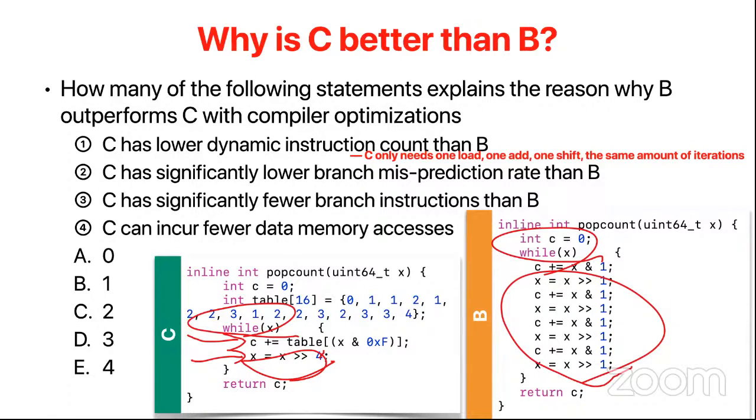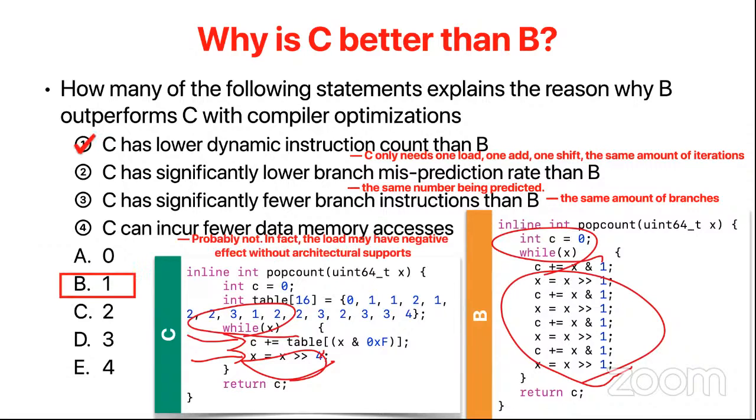So for this question, most of you got it right. The answer is B. Only the first statement is correct. And in fact, C is going to give you more data memory accesses. However, it's still faster because we have cache. So it's kind of interesting. If one day I have a question like, give me an example of a case that if I don't have cache, it won't work, then this is a very good idea.